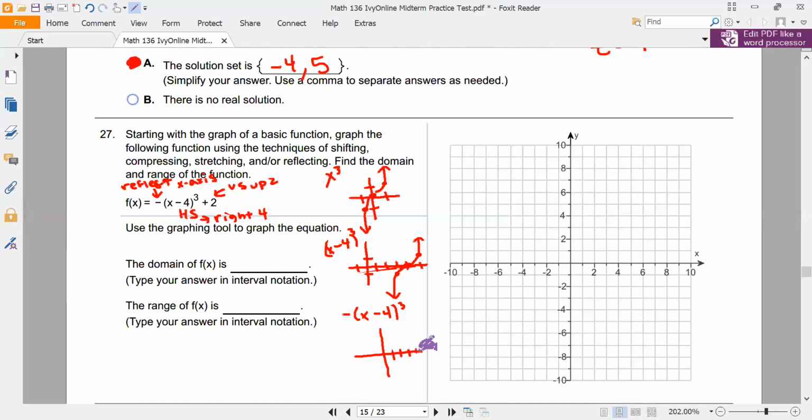So 4, 0 is still the same point. 3, negative 1 would now be 3, positive 1. 5, positive 1 will now be 5, negative 1. So now the graph looks like this.